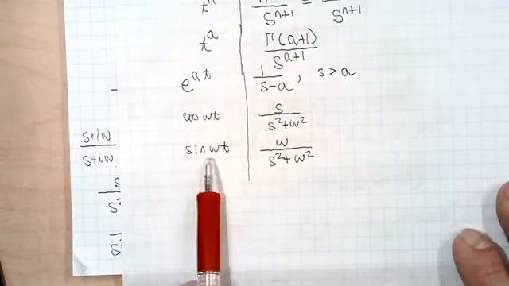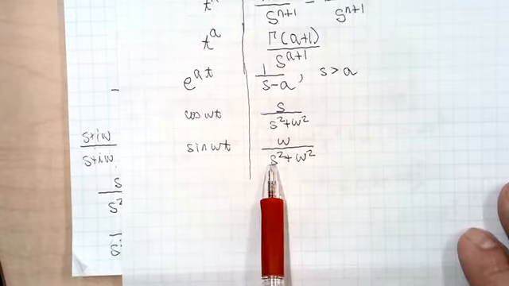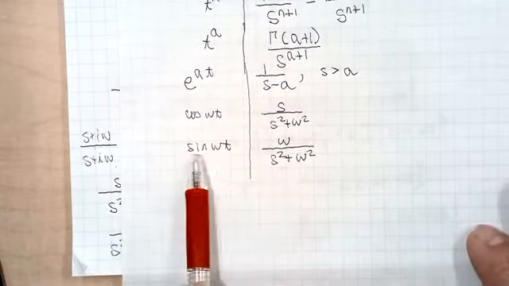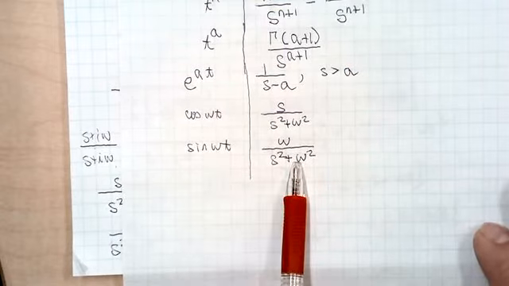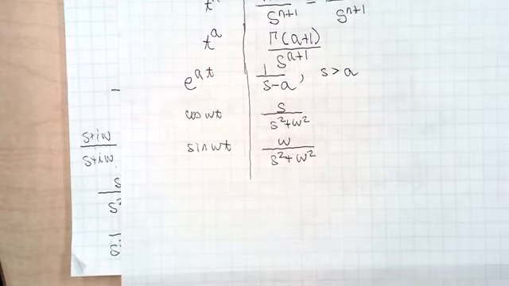Sine omega t, that's an odd function. That omega is a constant. Omega over s squared plus omega squared. It's only got a square on the s, so that's an even function. So odd transforms to even, and even transforms to odd, as it should, since it's based on an integral.